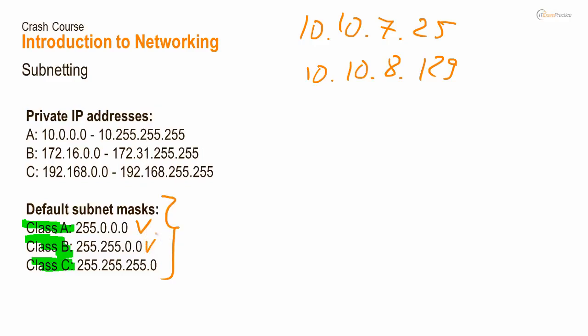Both will work. Class C is not good because the third octet is not the same. It's 7 and 8. That's why it's not good to go for 255.255.255.0. It's okay to go for 255.0.0.0. Even though they match, I said I didn't care.